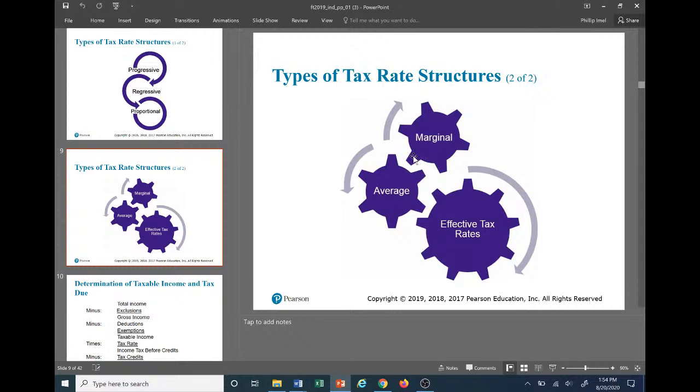So obviously, if we look at the effective tax rate and we see that it's at the bottom, then that's most likely going to be the lowest of the three calculations. The reason being that the effective tax rate is going to be lower than the marginal and the average because the economic income will exceed taxable income under the effective tax rate.